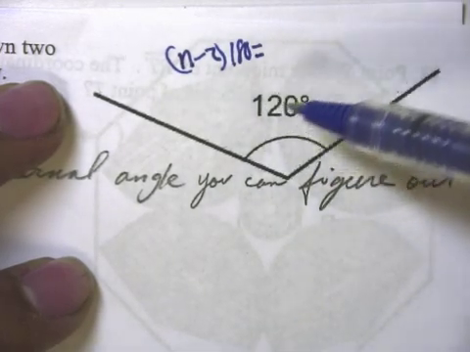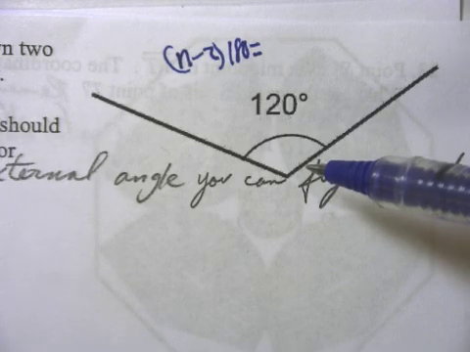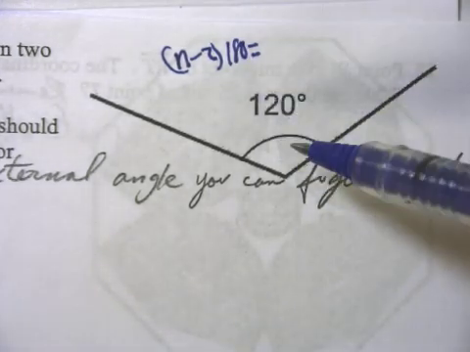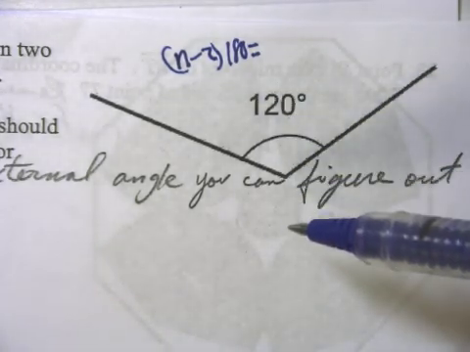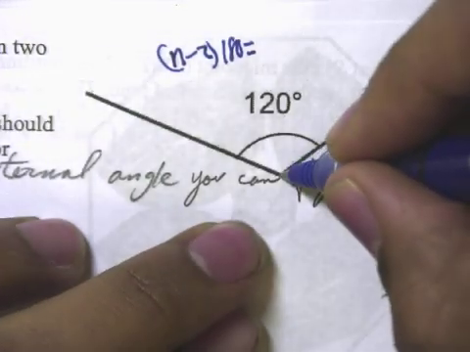But the thing is, all I know is that this angle is 120 degrees. That doesn't tell me anything else about the angle. So they want to know how many degrees I have inside here. Well, in order to do that, I need to know how many sides it has. So I get a little creative.